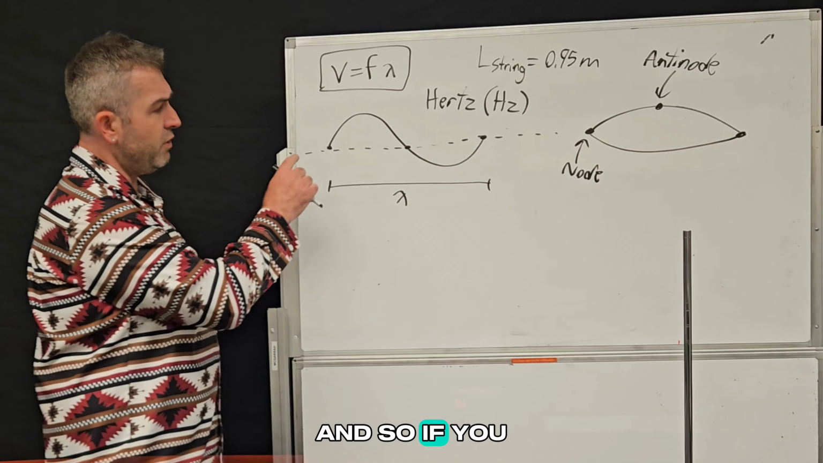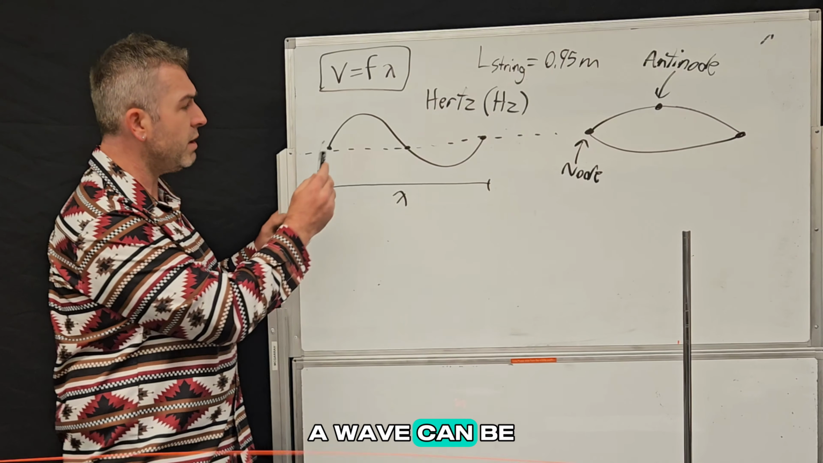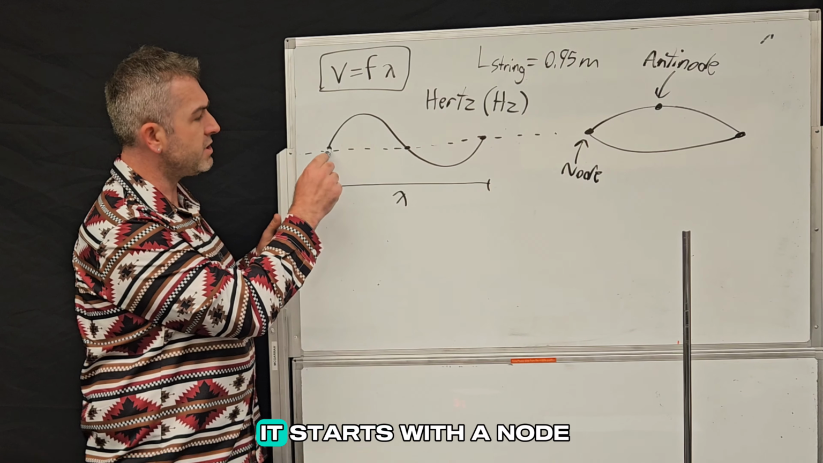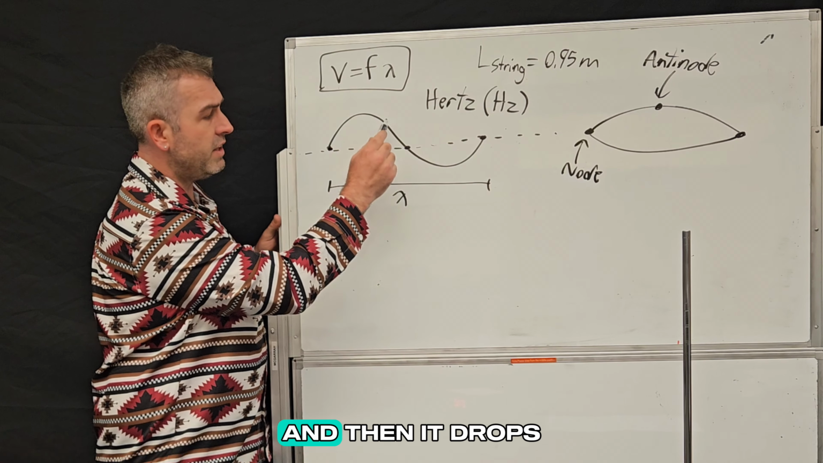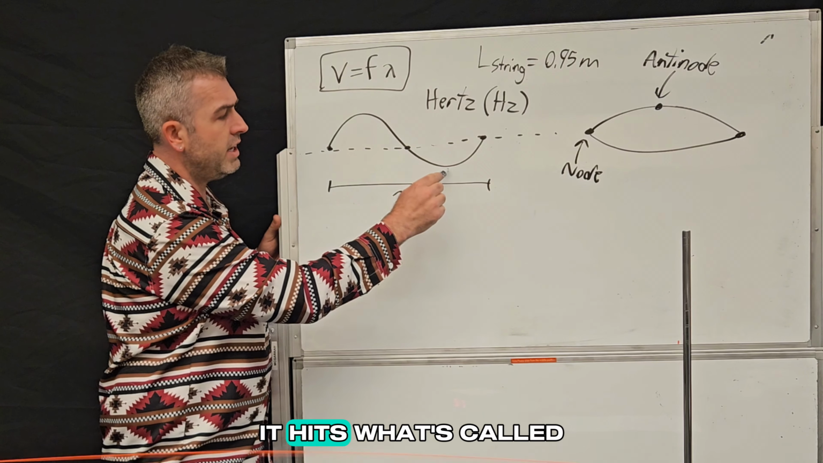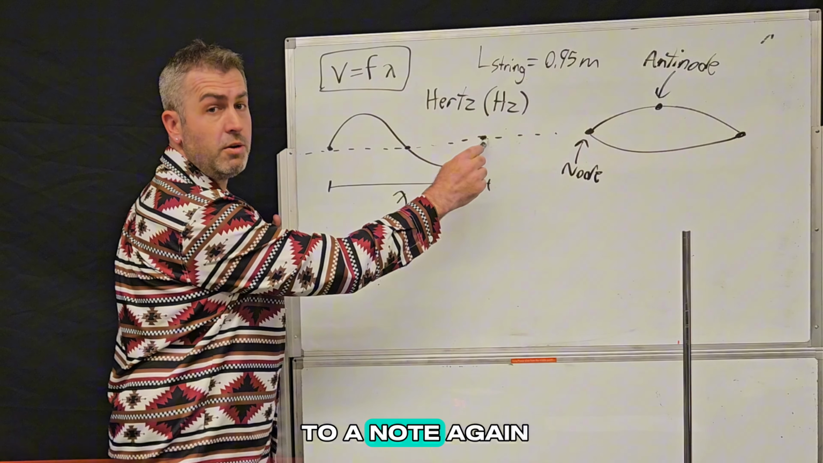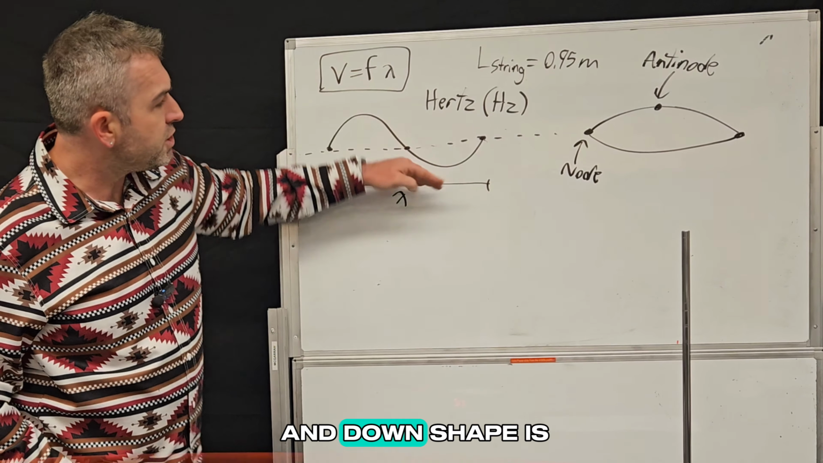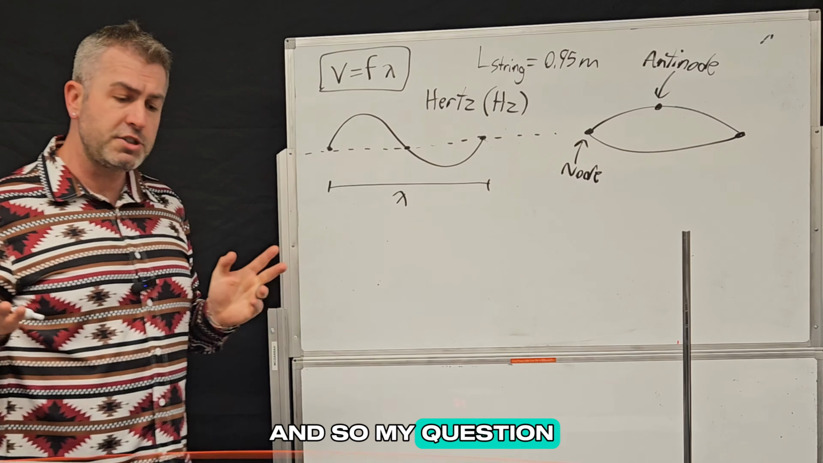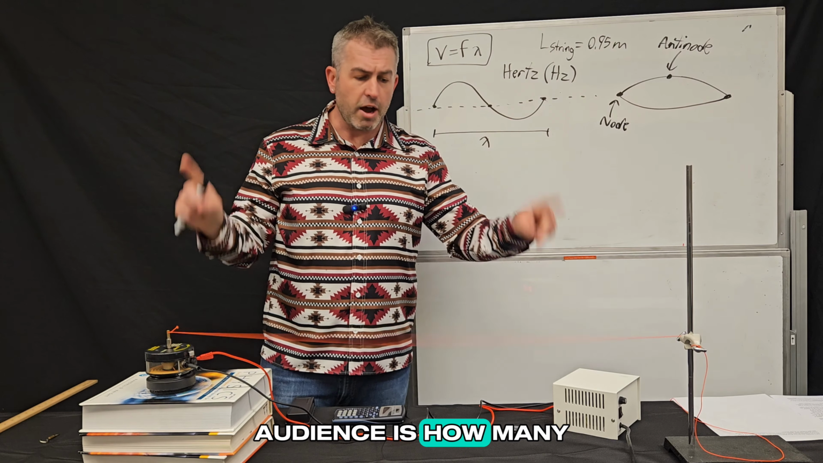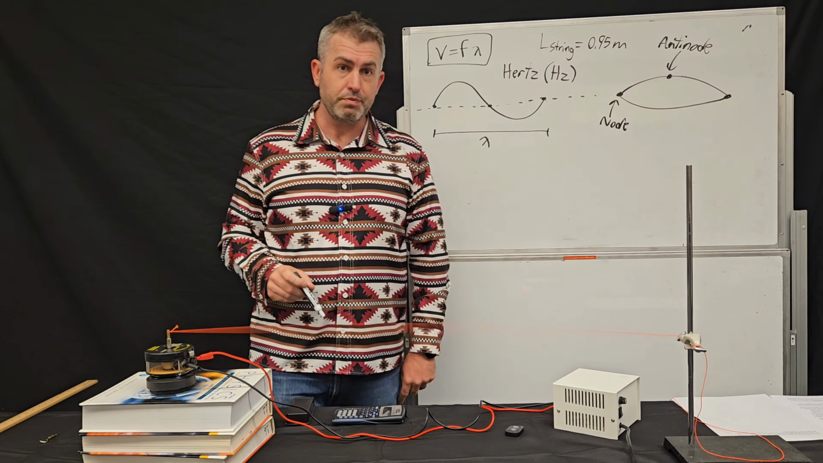If you look at the characteristics of any full wave, a wave can be modeled with, basically, it starts with a node, goes up to what's called the crest or the highest point, and then it drops through another node, it hits what's called the trough or the lowest point, and then returns back to a node again. So this full up and down shape is what we define as one wavelength. And so my question to you out there, audience, is how many wavelengths do you see in this shape here?